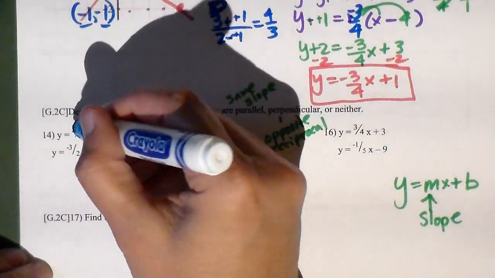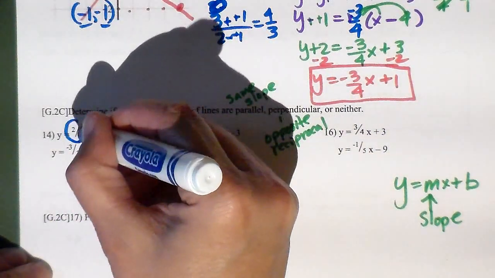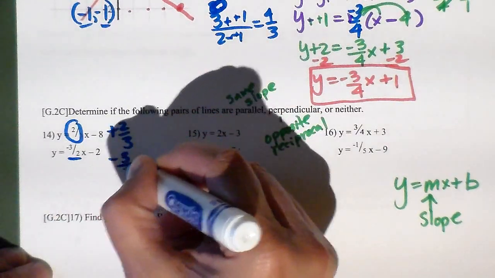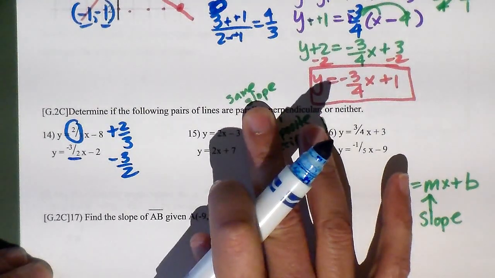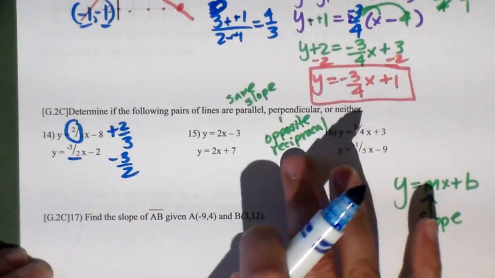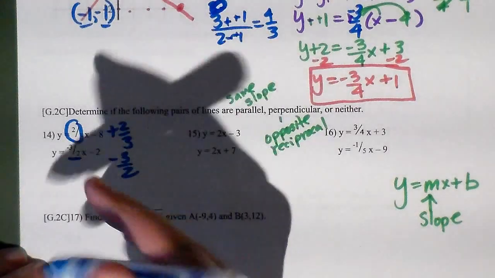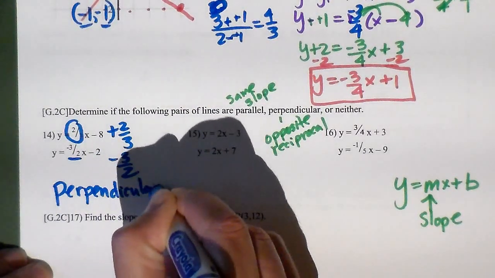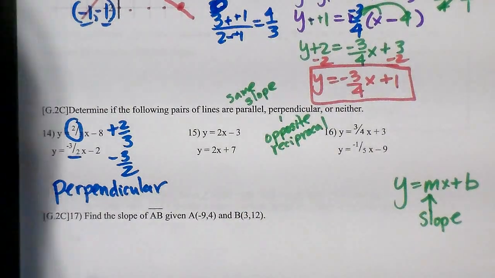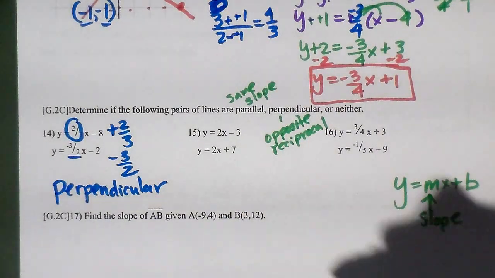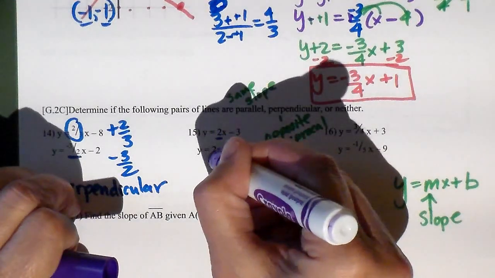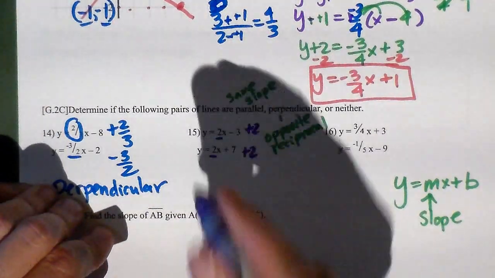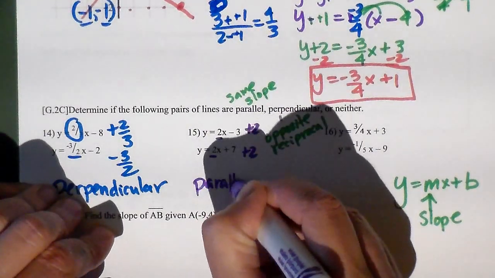So let's look at these now and kind of determine what we got. All right, first of all, in the first one, what are my slopes? I have +2/3 and -3/2. Are those the same? No. Are they opposite? Yes. And reciprocal? Yes. So these are perpendicular. Okay, so let's look at B. B, what are my two slopes? Uh-oh, watch out, I have a runaway marker. 2 and 2, right? +2 and +2. Are they the same? Yes, they're parallel.